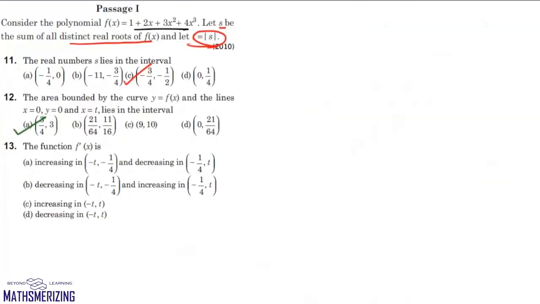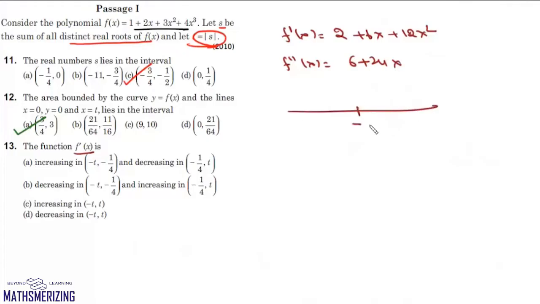And that's your option A. And finally it says the function f dash x increases or decreases in which interval. Now if we find f dash x it will be 2 plus 6x plus 12x square, and if we find f double dash x, it will be 6 plus 24x. Now here the critical point is minus 1 by 4. So it is plus on one side and minus on the other. So f dash x will be increasing in this interval and decreasing in this other interval.